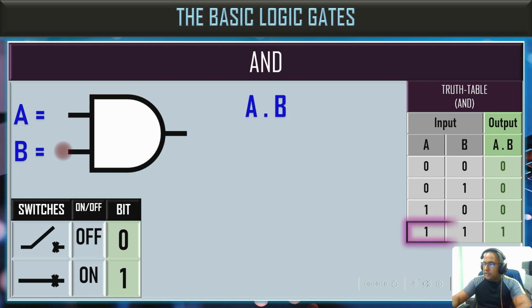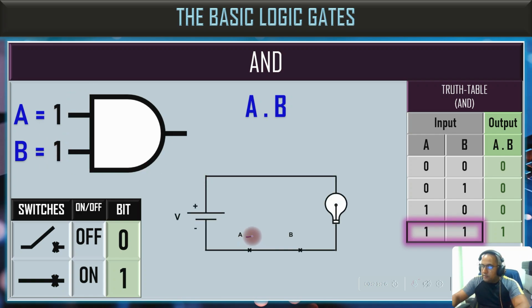Okay? Finally, let's try the last input combination. Input A equals 1, input B equals 1. So if we compare this input combination to a circuit, switch A is on and switch B is also on. All right, when the current comes from the power source, will the light bulb turn on? What do you think? It will, because this time the current will have a clear path to reach the bulb and turn it on. Therefore, the output is 1. This demonstrates that the combination 1 and 1 results in an output 1. Okay, guys, it's very easy, isn't it?